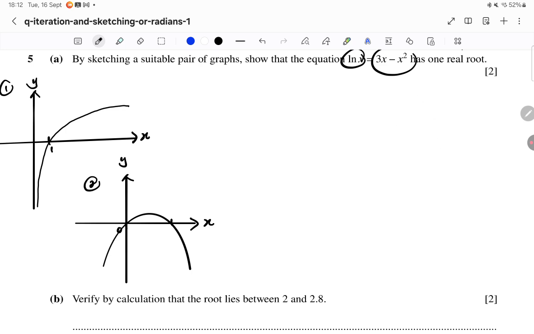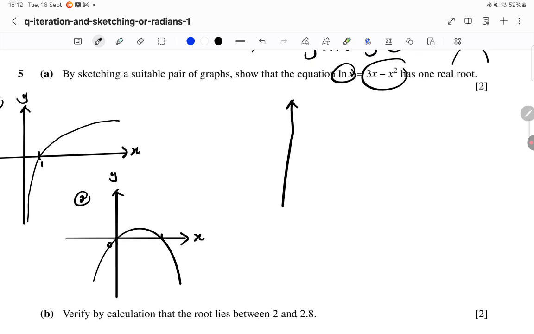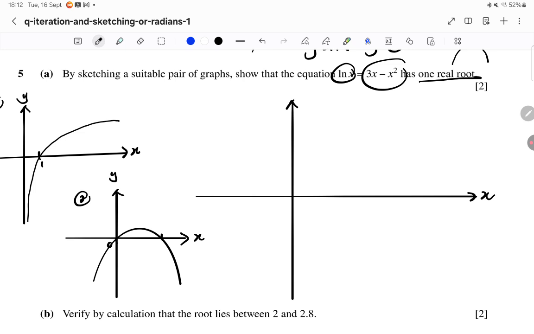So the next thing is to just combine them. One real root again, so we're going to have to show they intersect at one point. Okay, so get the 1 here, maybe just draw it a bit far.